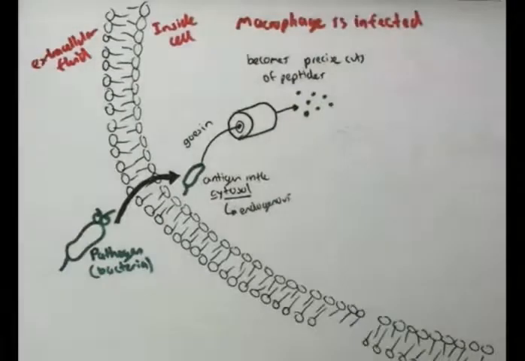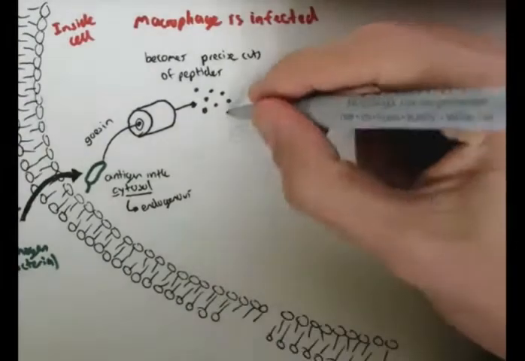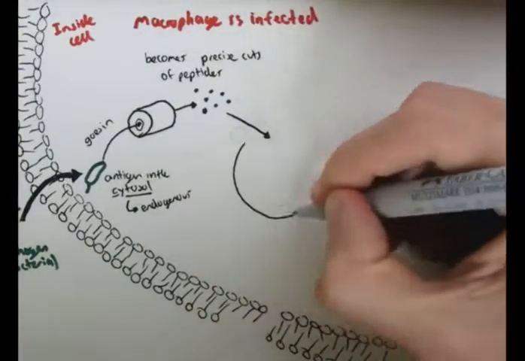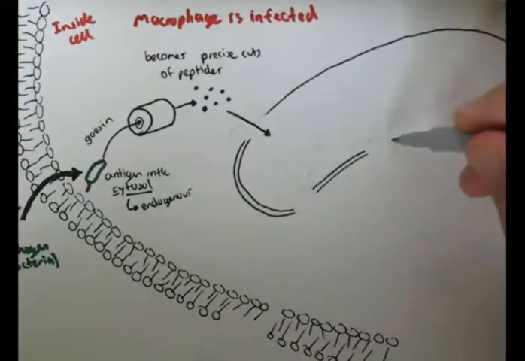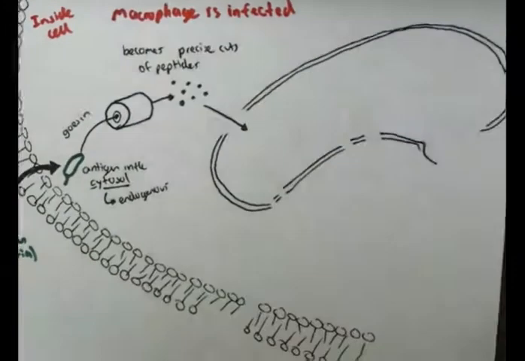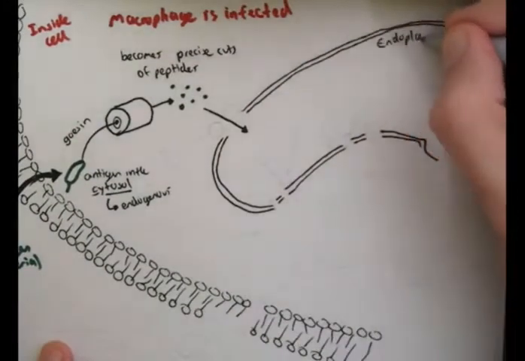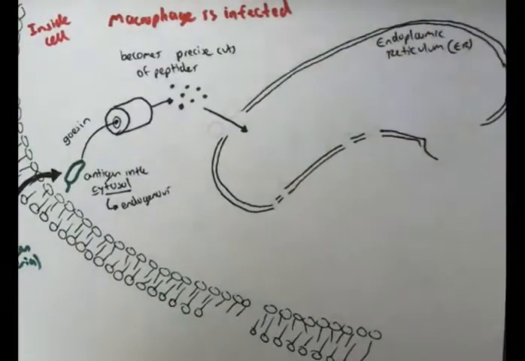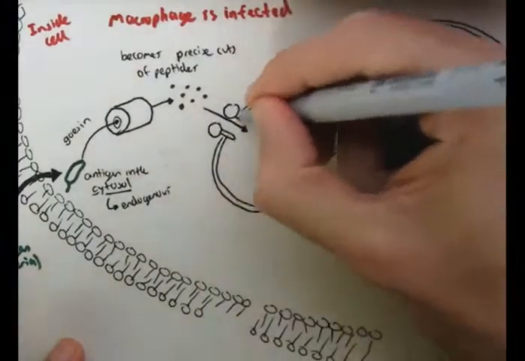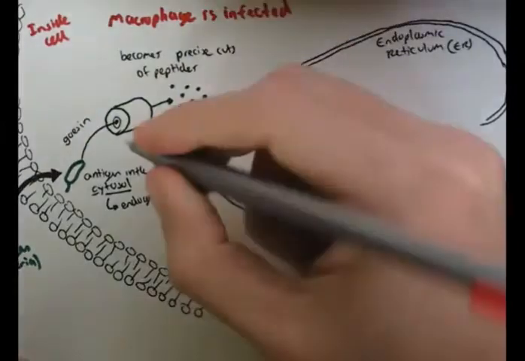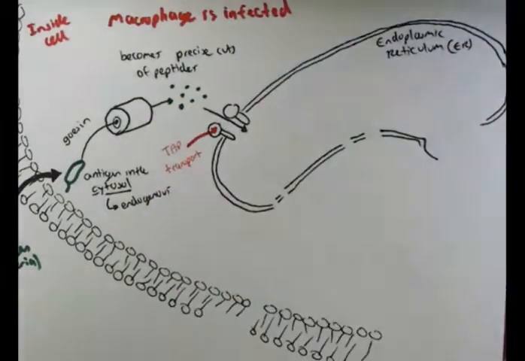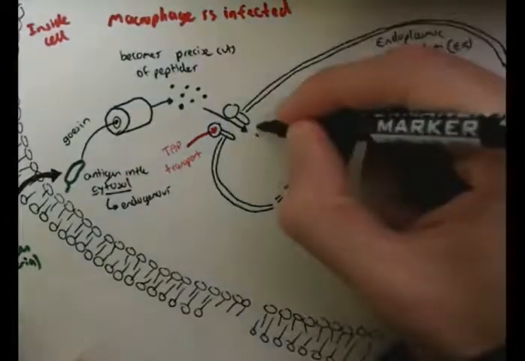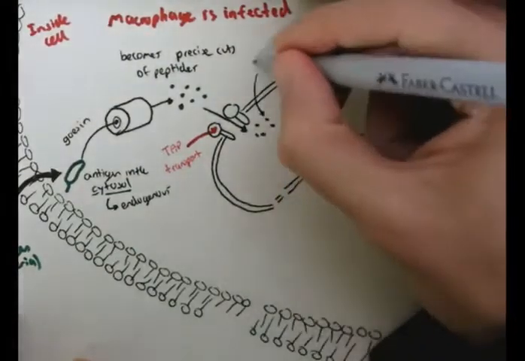Same shaped peptides. Now these peptides are floating in the cytosol. And these peptides then enter the endoplasmic reticulum, or ER, within the cell through a channel called the TAP transport. So the peptides, or antigens, are now inside the endoplasmic reticulum, ER.